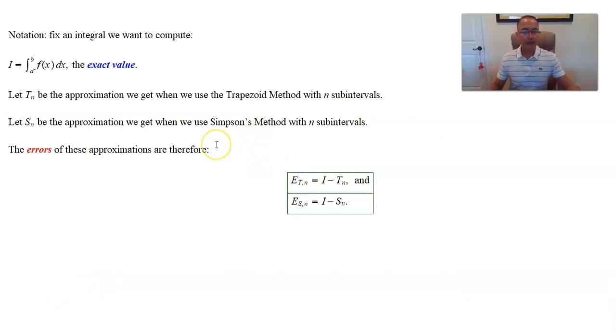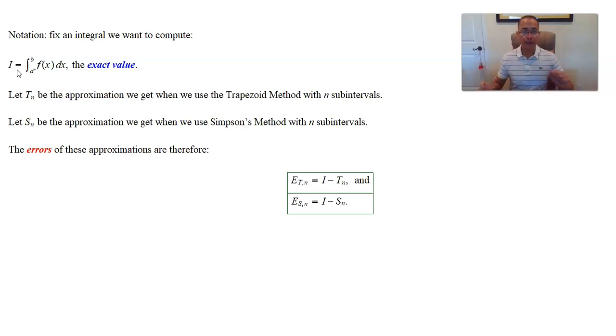In order to study those two problems, we will need some notation. We are given a fixed integral from a to b of f of x dx, and we denote by capital I, for integral, the exact value of this definite integral. In an earlier video, maybe that exact value would be pi over 2 or square root of 5 or whatever. There's an exact value.